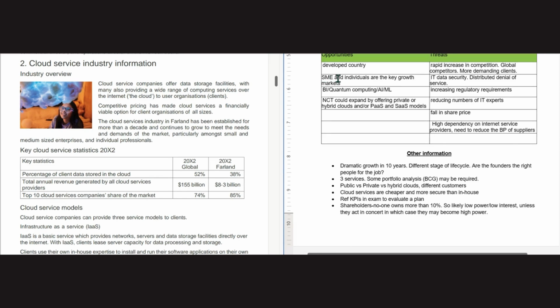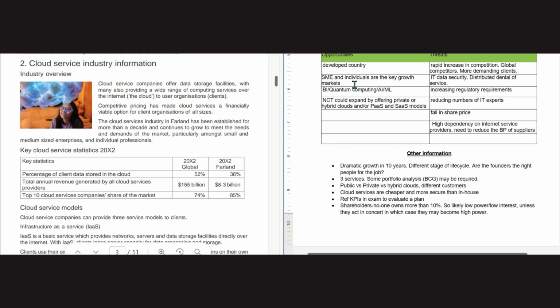So that's why it's an opportunity. SMEs and individuals are key growth markets. Well, this is what it tells us in the next paragraph. The cloud services industry in Finland has been established for more than a decade and continues to grow to meet the needs and demands of the market, particularly amongst small and medium-sized enterprises (SMEs) and individual professionals. So here's an opportunity for us.